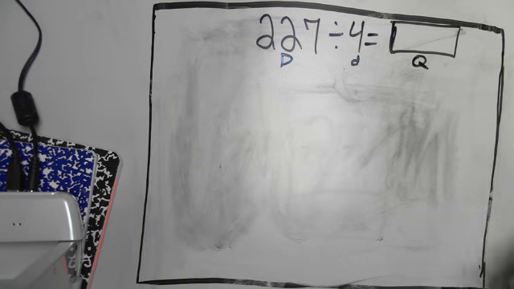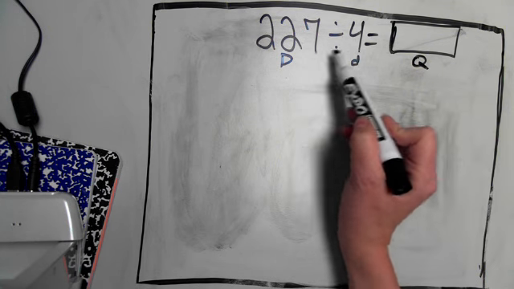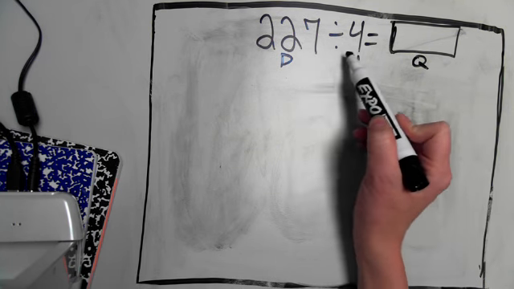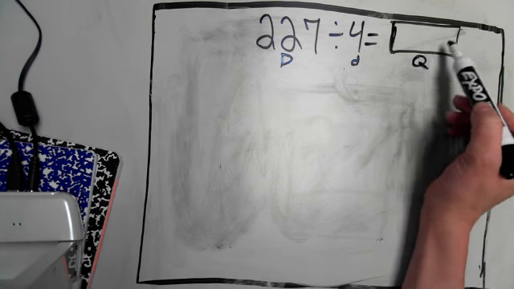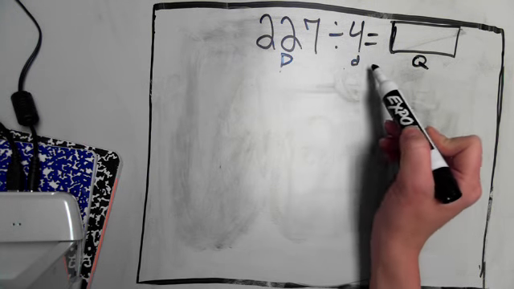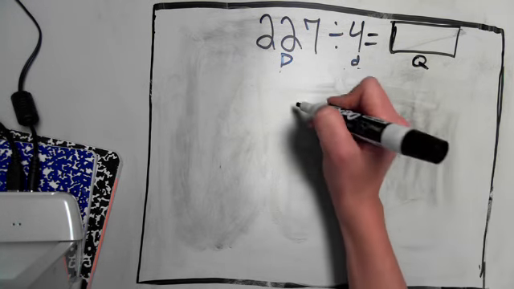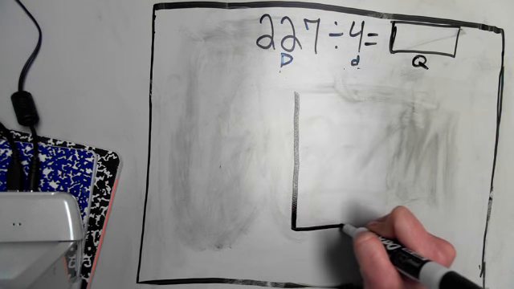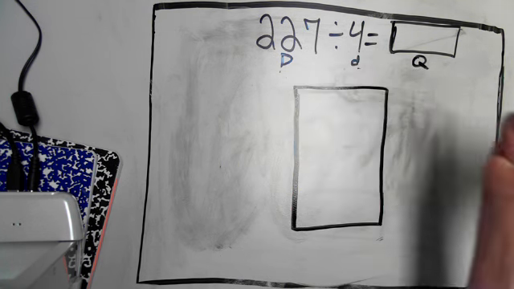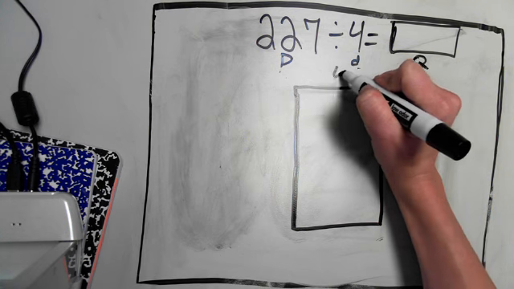Hi parents and students, here's one more example of a division sentence using an area model to represent finding those equal parts. If we remember, we've got our number sentence 227 divided by 4 equals our quotient that we're looking for. We have our dividend, our divisor, and our quotient. Since we're using an area model, we need an area to share equally. And we're going to share it into 4 equal groups.